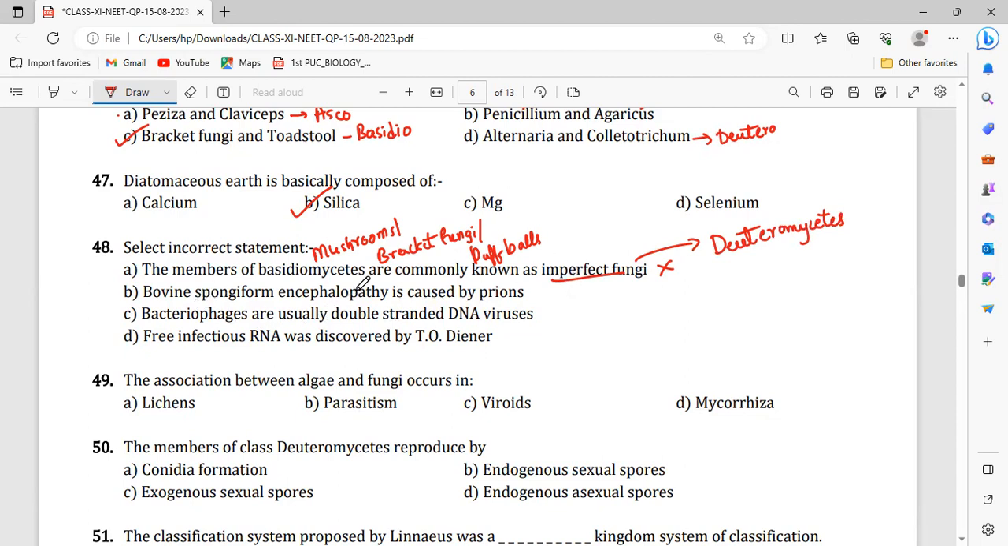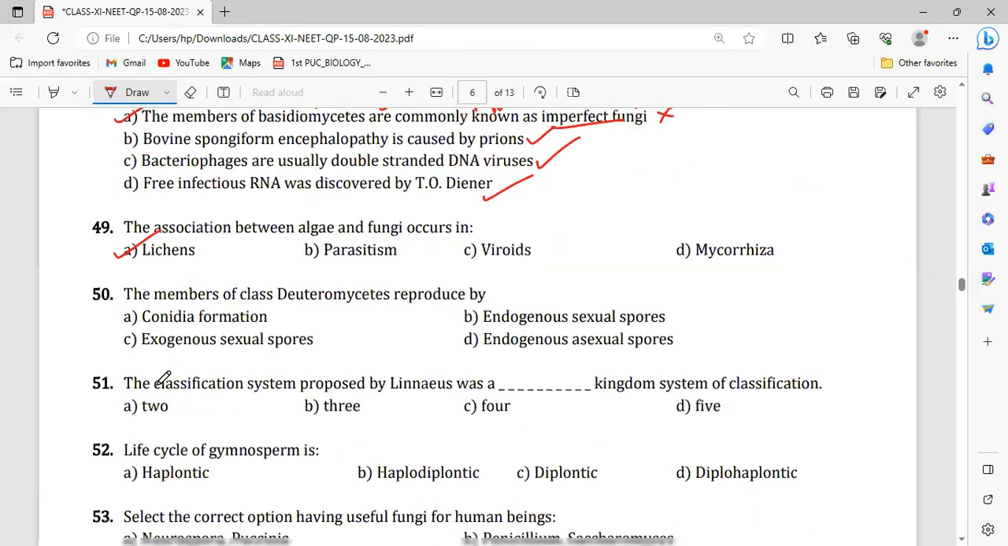Bovine spongiform encephalopathy is caused by prions. Correct. Bacteriophages are usually double-stranded DNA virus. Yes, it is also correct. Potato spindle tuber viroid was discovered by T.O. Diener. That is also correct. Viroids. So answer is option A. 49th. Association between algae and fungus. So that is lichen. Simple direct question.